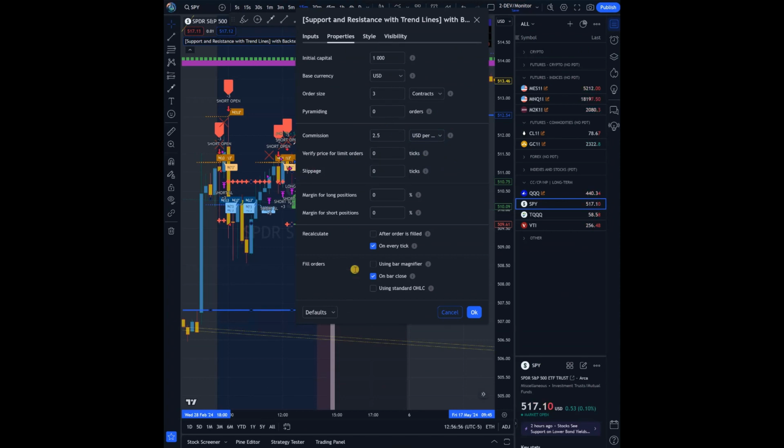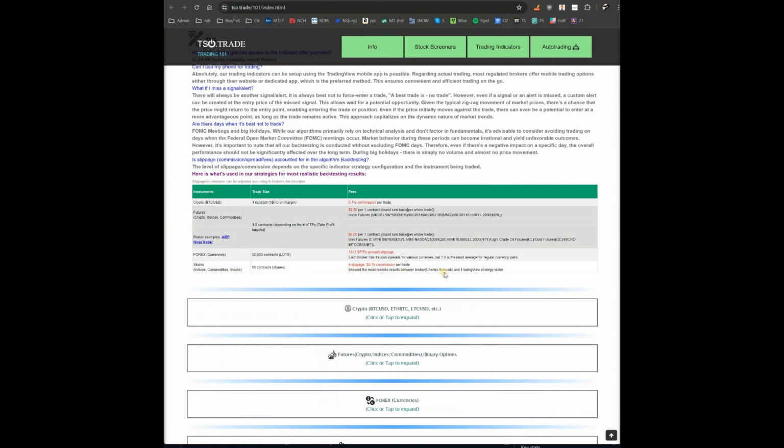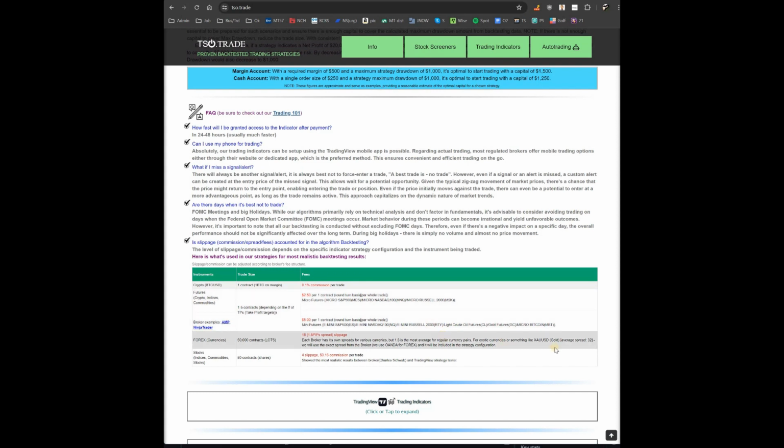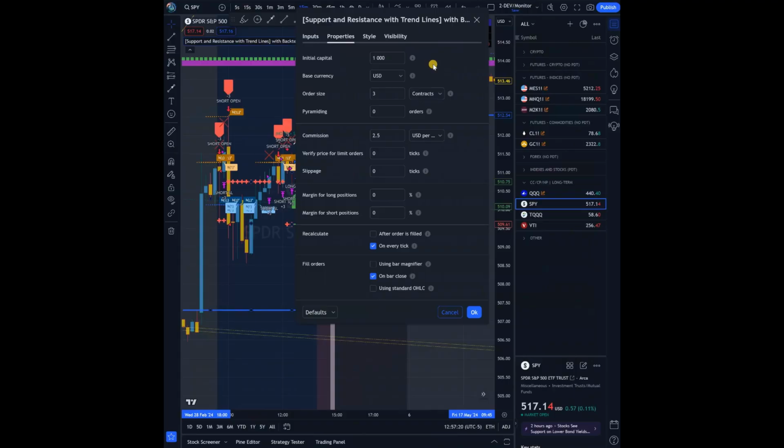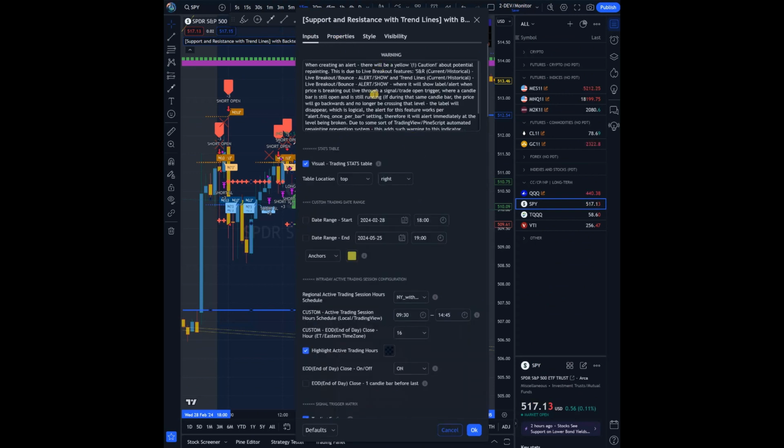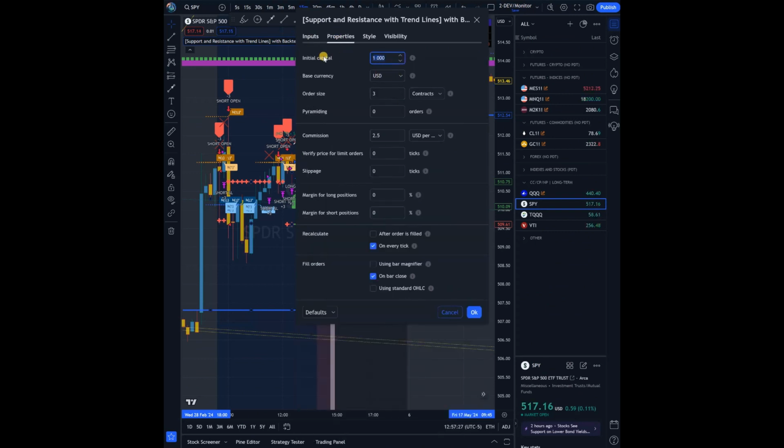And for Forex, you would want slippage. For gold, you would want 32 slippage. You can see it here, for example. The spread is 32, which is 3.2 pips. So you can find everything on our website, how to set up the properties here, inputs, and the initial capital, just make sure it matches.